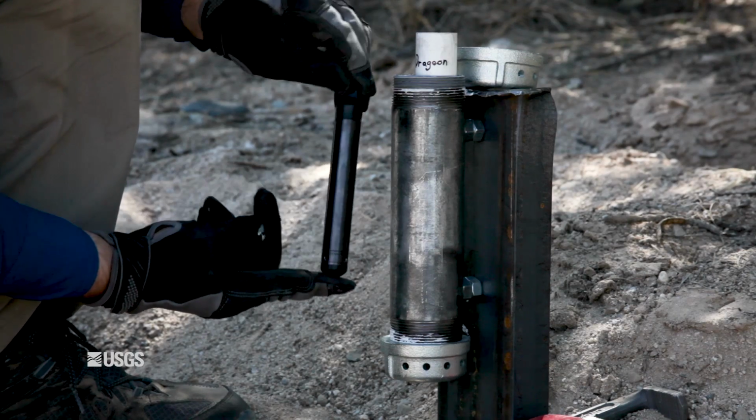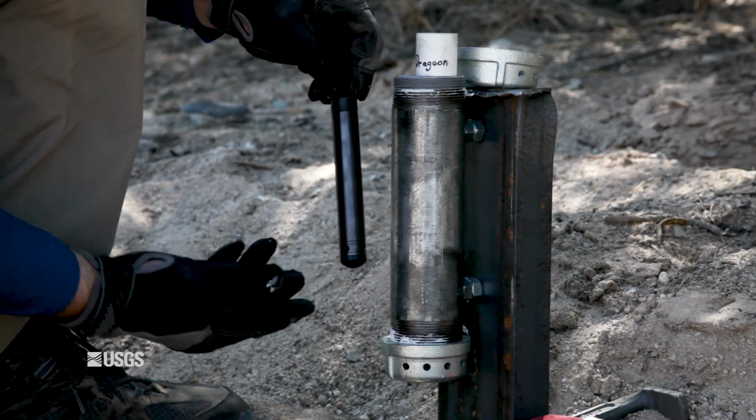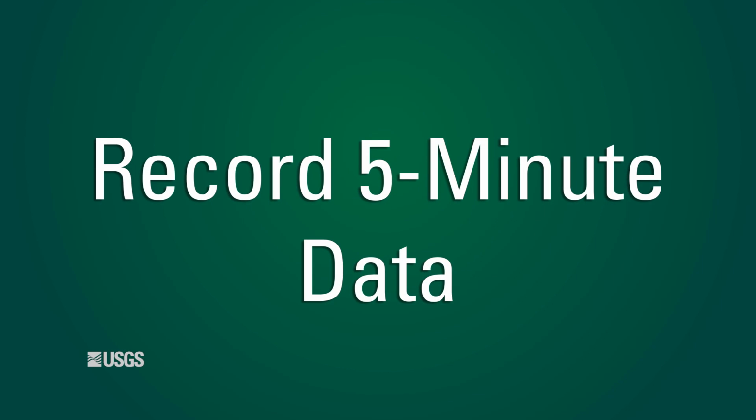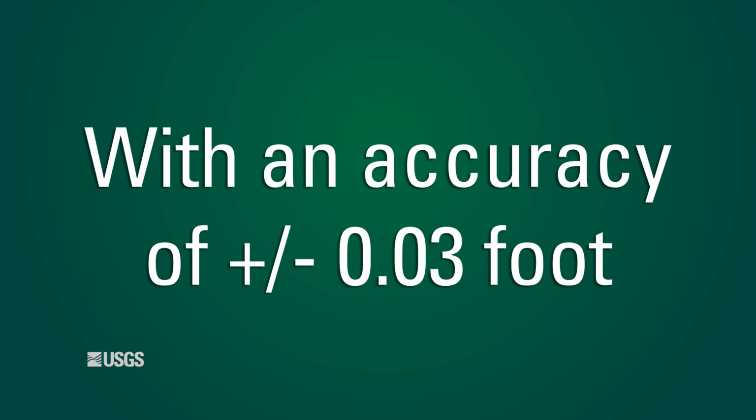Within the housing is the data logger, a non-vented pressure transducer that measures the water stage in 5-minute intervals. These transducers have the capacity to record 5-minute data for up to a year and have an accuracy of 0.03 of a foot. Since the stage sensors are non-vented, a barometer is needed on site to compensate for atmospheric pressure. 1 barometer at each site is sufficient.